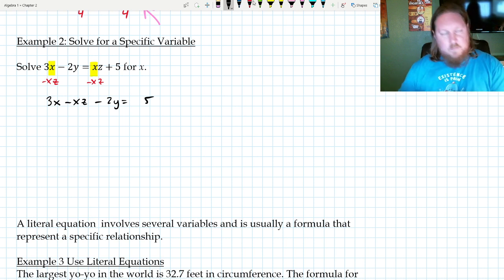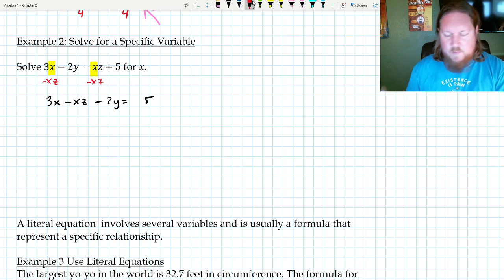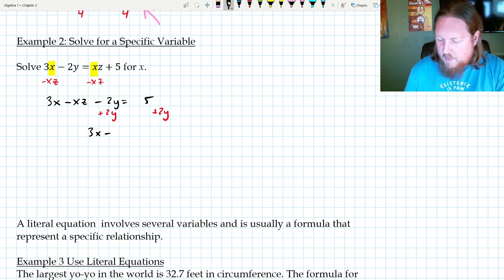Now I'm going to try to get rid of the y. Well, not get rid of it, but move it to the other side. So I add 2y to both sides, and I have 3x minus xz equals 2y plus 5.